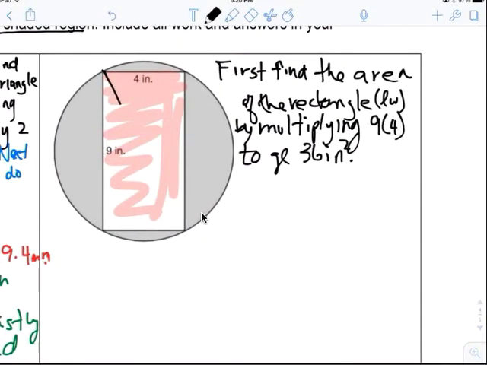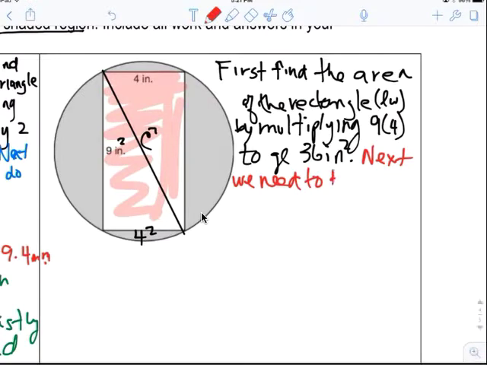Next, we have to do the Pythagorean theorem to find the diameter. This is 4. This is a squared plus b squared equals c squared. Next, we need to do the Pythagorean theorem to find the diameter.